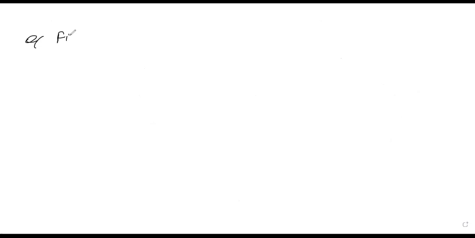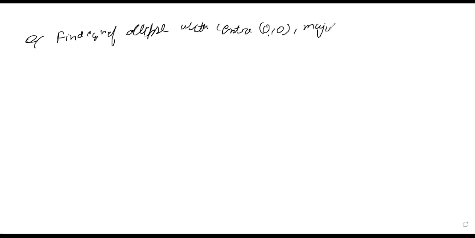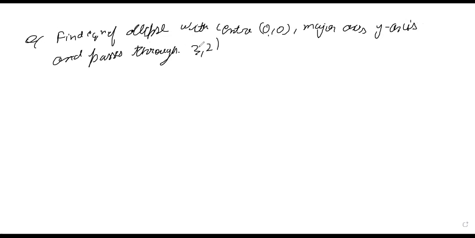Now this is a question: find the equation of the ellipse with center at origin, which means 0 comma 0, and major axis on the y axis, and passes through 3 comma 2 and 1 comma 6. Okay, first you try. If you are not able to solve, then let me know.